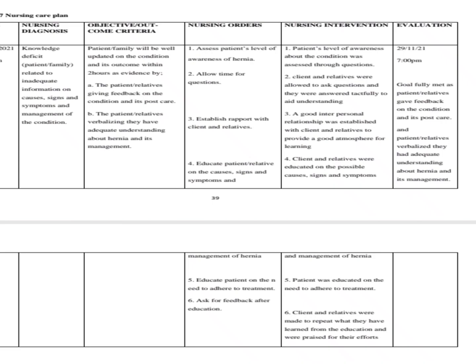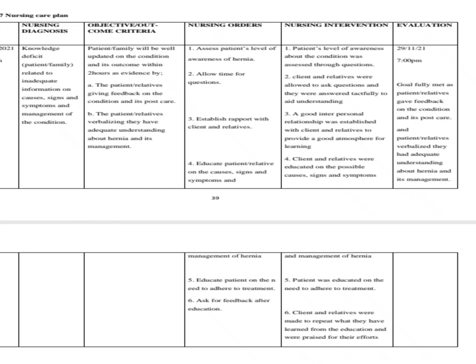You have your mark, then quickly run to your objective or outcome criteria, which is: our patient and family will be updated on the condition and its outcome within 2 hours of hospitalization as evidenced by. So this can be adjusted per your time at which you can assist the patient and the family grasp some few details about the condition, right? So this is just a guide. As evidenced by patient slash relative or family giving feedback on the condition and its post care. Yeah, patient slash relative verbalizing they have adequate understanding about hernia and its management. So technically this care plan is actually targeting a condition which is hernia, right? So everything about it should reflect the condition you are actually tackling.